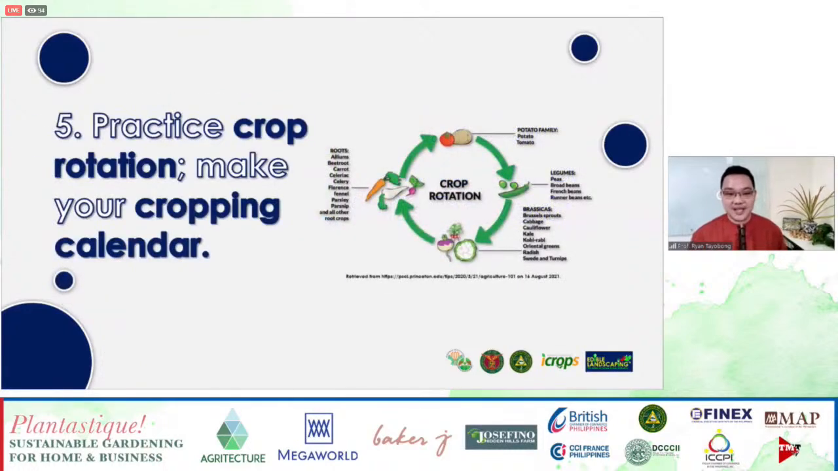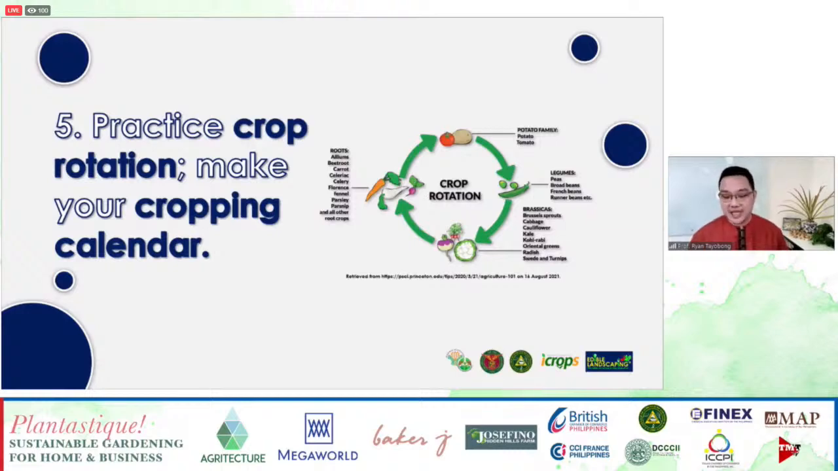Next is practice crop rotation. Make your cropping calendar. This should be done during the planning stage, okay? And then should be continuously applied during the maintenance part. So ano ba yung sinasabi natin na crop rotation? So from the term rotation, we plant one species, one genus of crop, or one family of crop for a certain place, and then after one cropping season, we have to replace them with other. So ang nangyayari dito, kung talong ang nakatanim, pag after harvesting, we change the genus or the family on that space, tatanaman natin sila either leguminous or leafy vegetable.